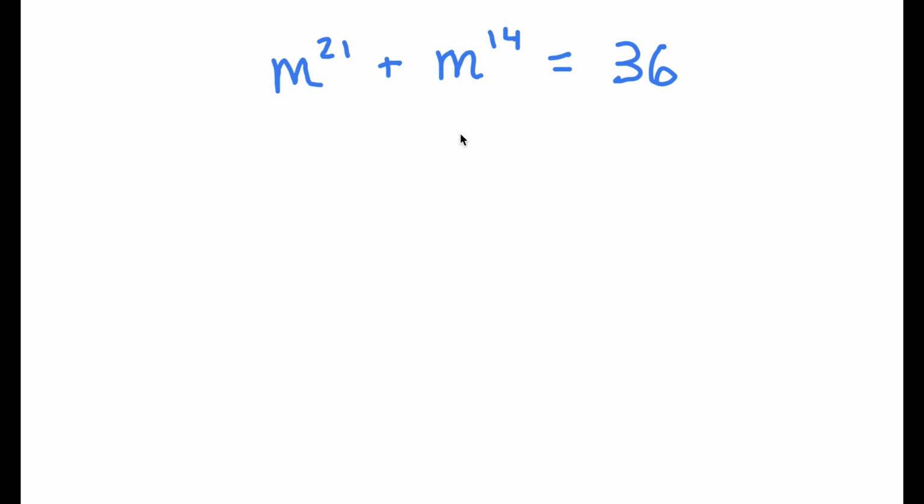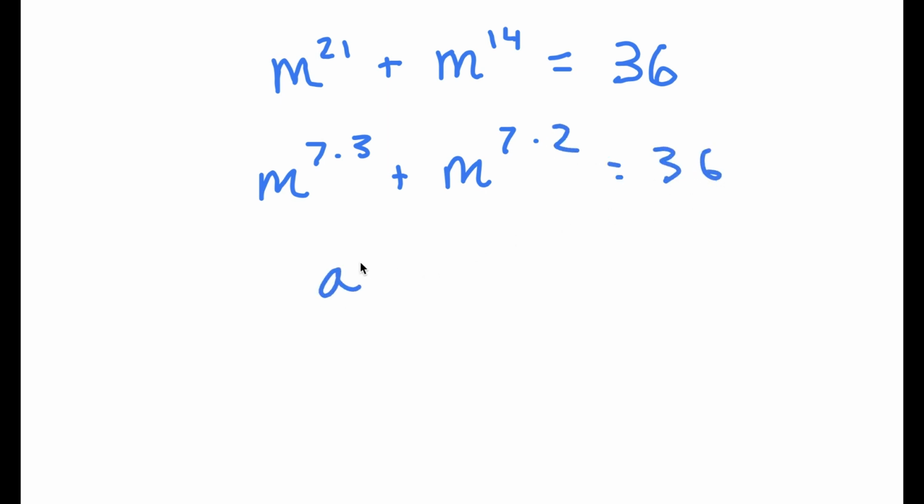Alright, so in this problem, I have m to the power of 21 plus m to the power of 14 is equal to 36. So I'm going to first rewrite m to the power of 21 as m to the power of 7 times 3, and m to the power of 14 as m to the power of 7 times 2. So if I have something in the form a to the power of m times n, this is equal to a to the power of m to the power of n.